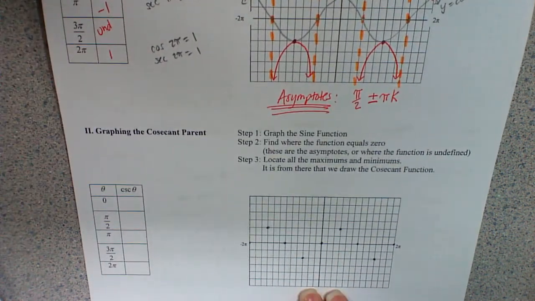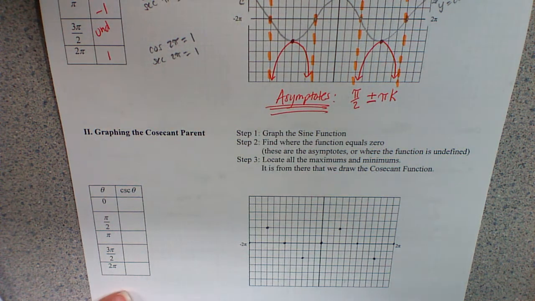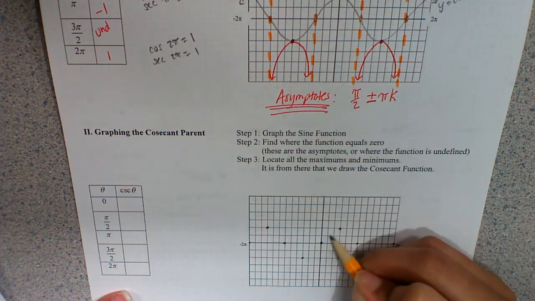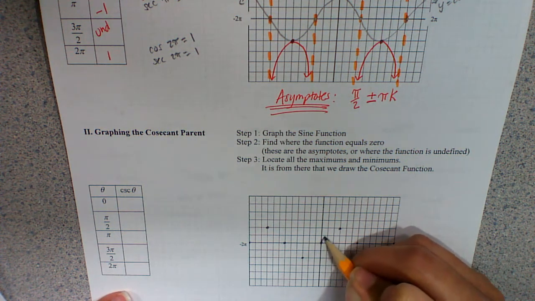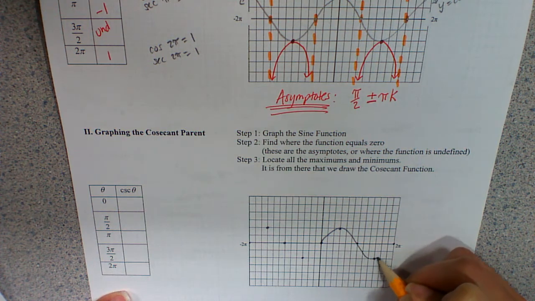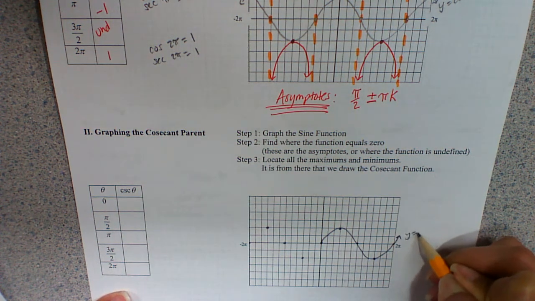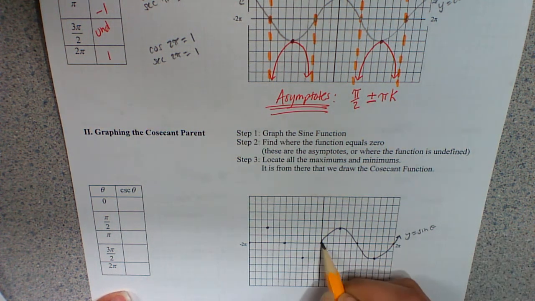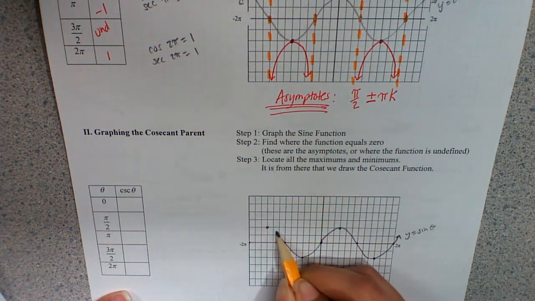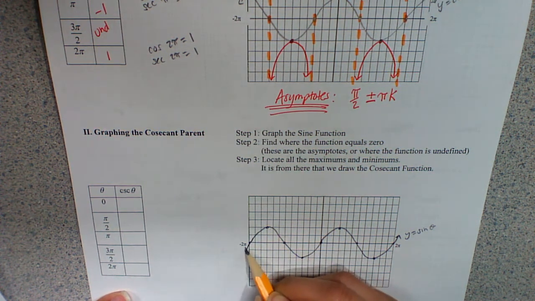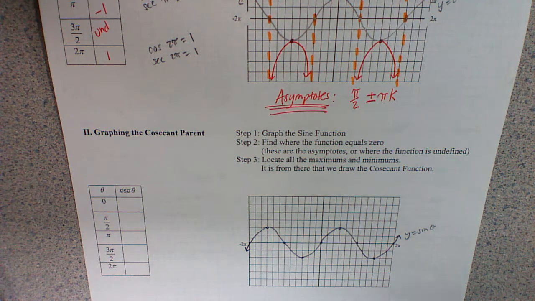Now for cosecant, same idea. Remember, cosecant is a reciprocal of sine, so we're going to go ahead and graph sine first. Remember, sine starts in the middle and then it goes high and continues, so let's go ahead and put that down. So there's my sine function. Again, if you need a pause to catch up, go ahead and do that.